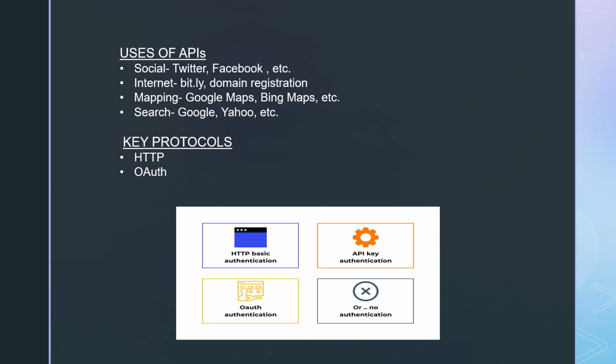Now we'll see the key protocols. An API key is a way to authenticate an application accessing the API without referring to an actual user. Some of the key protocols are HTTP, OAuth, API key, or no authentication.